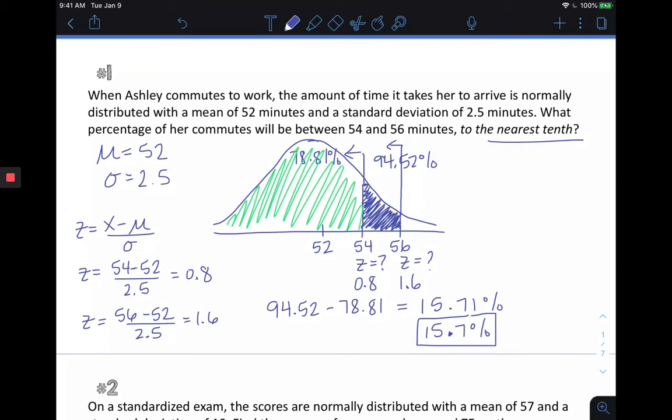When we were finding between two values, we found the z-scores, that was here, and then we looked up the percents in the table, that was here, and then we want to subtract the percents, that was here.